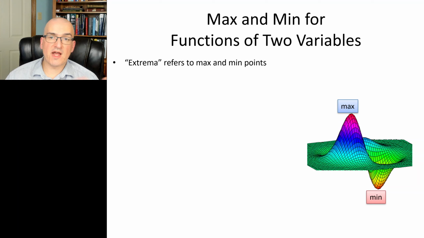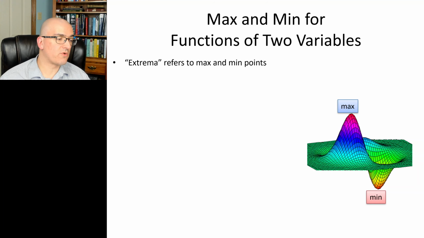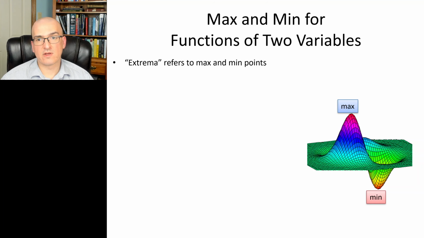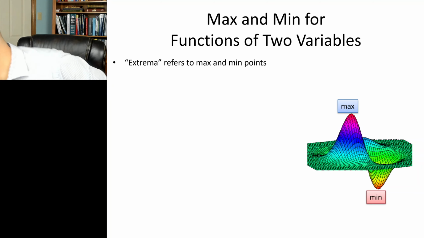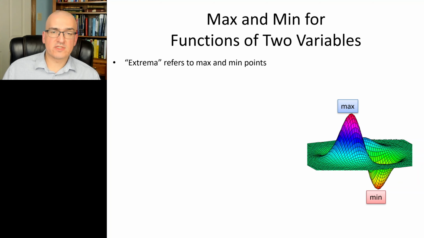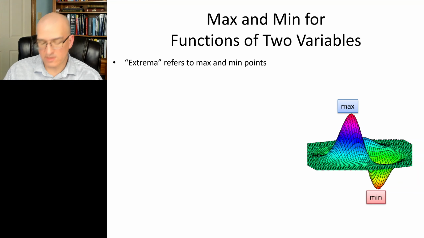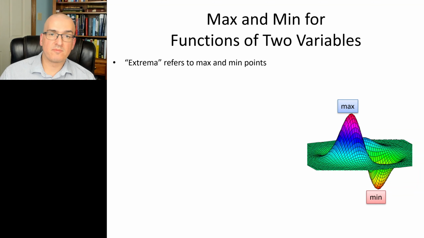Then we need a method to diagnose whether those critical points correspond to max, min, or neither. So our choices were the first derivative test or the second derivative test. And we knew that a max corresponded to something that looked like the top of a hill, and the min corresponded to something that looked like the bottom of a valley.